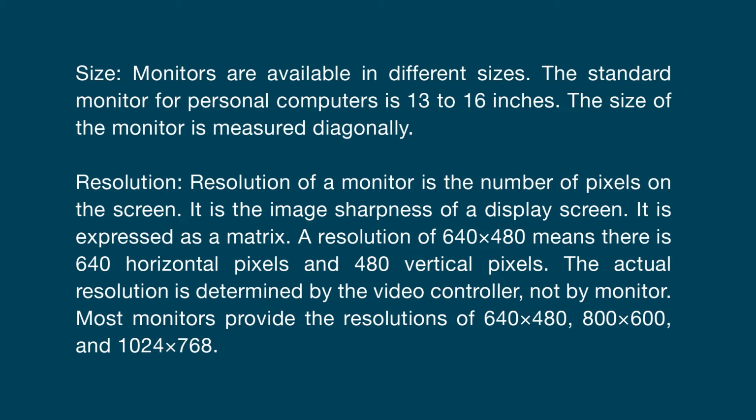Resolution. Resolution of a monitor is the number of pixels on the screen. It is the image sharpness of a display screen. It is expressed as a matrix. A resolution of 640 by 480 means there are 640 horizontal pixels and 480 vertical pixels. The actual resolution is determined by the video controller, not by the monitor. Most monitors provide the resolutions of 640 by 480, 800 by 600 and 1024 by 768.